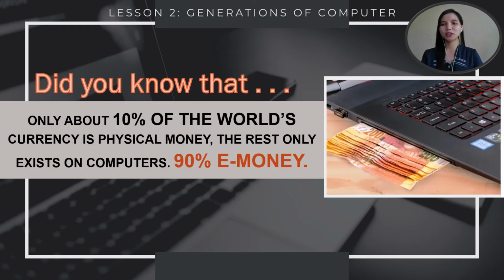Now we have here another trivia. Did you know that only about 10% of the world currency is physical money? The rest only exists on computers, like 90% e-money or electronic money. That's how powerful e-money is, class. Just like the coins nowadays such as Bitcoins, GCash, Shopee coins, or other coins you have. So that composes the e-money.